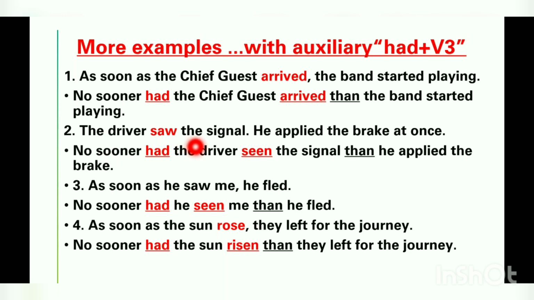The driver saw the signal. He applied the brake at once. No sooner had the driver seen the signal than he applied the brake. Third, as soon as he saw me, he fled. No sooner had he seen me. Saw became seen. See, saw, seen. So, no sooner had he seen me than he fled. Then, the fourth one. As soon as the sun rose, they left for the journey. No sooner had the sun risen than they left for the journey.